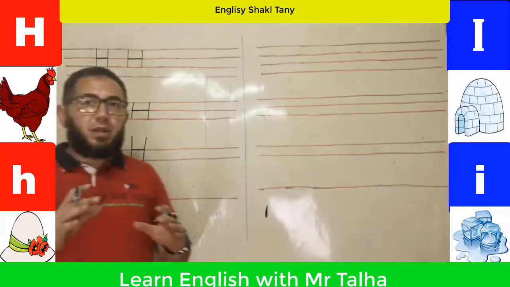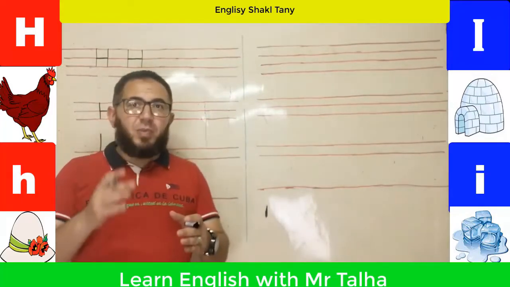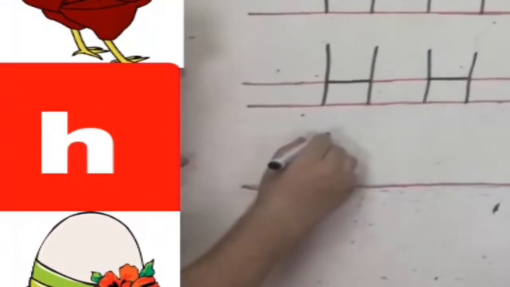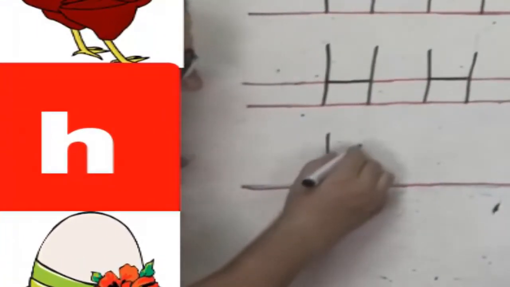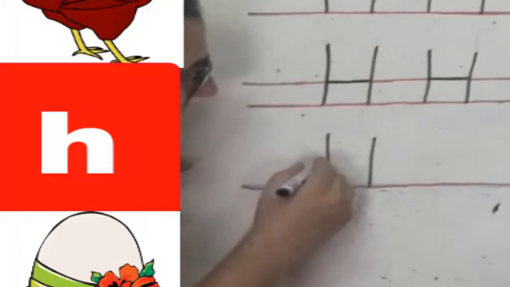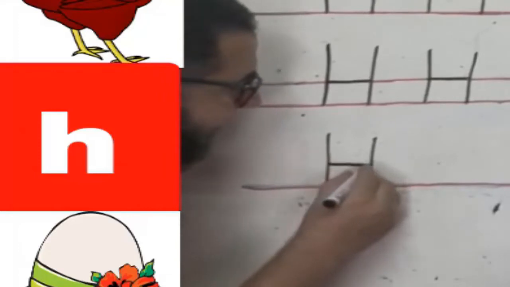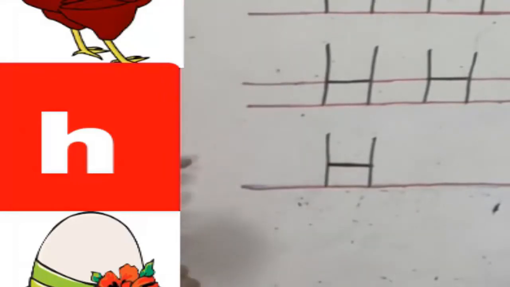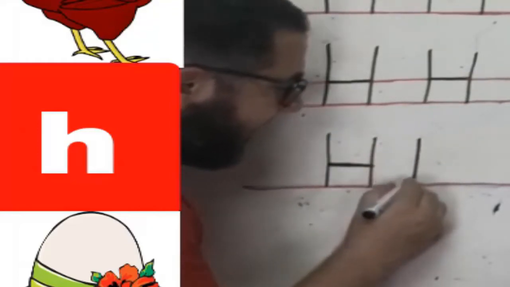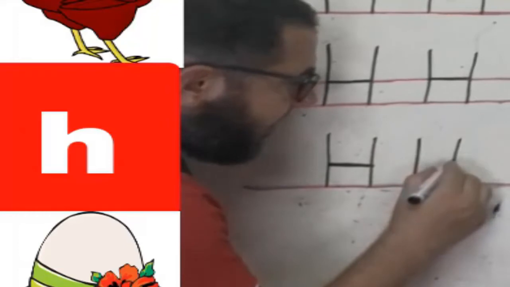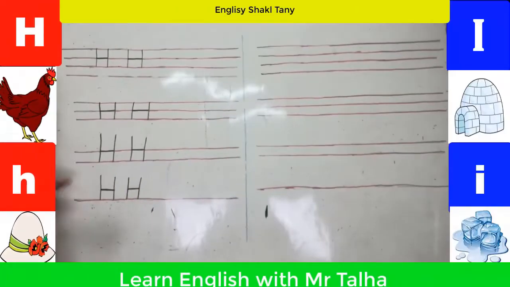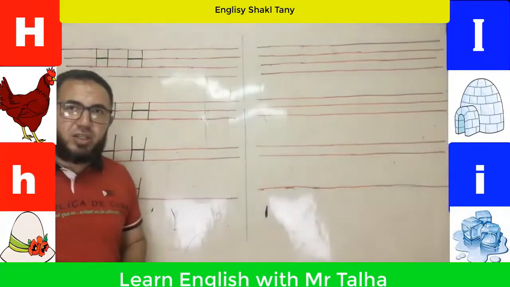The capital H or uppercase H must be above the line if it is only one line. So I'll go from the top to the line, then from the top to the line. Don't go down past the line. Then a sleeping line. It's capital H. Again, from the top to the line, another one from the top to the line, and then go from left to right. It's capital H.